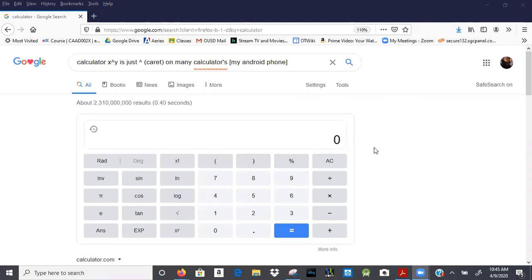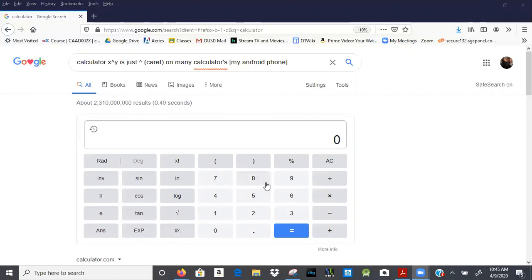Some calculators do have a third root button, although they're kind of hard to find. They're typically where the square root is, and they probably also have an X root, a generic root button. But I'm going to show you how you can do it here. And this will work because most calculators definitely have an X to the Y button.